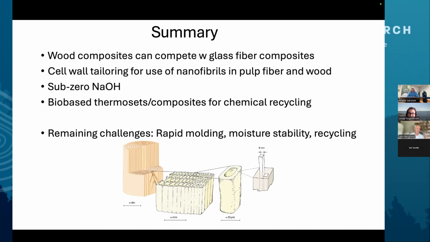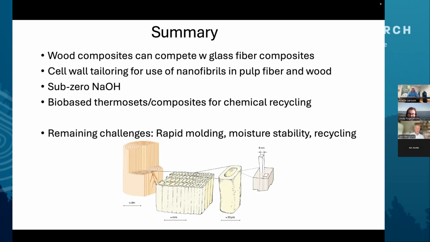Yes, I already had the second question, which was about the composites that you showed here. I think all of them were more based on physical interaction of the matrix and the fibers, correct? What's your view on using chemical bonds in these composites to modify the interface between the polymer and the cellulose?